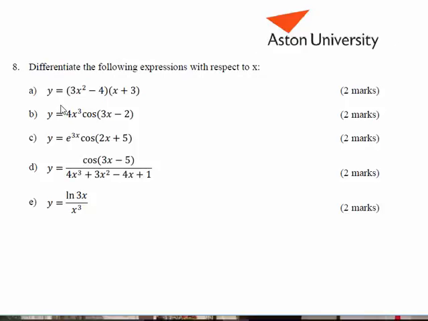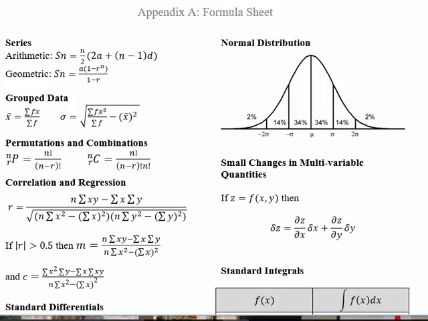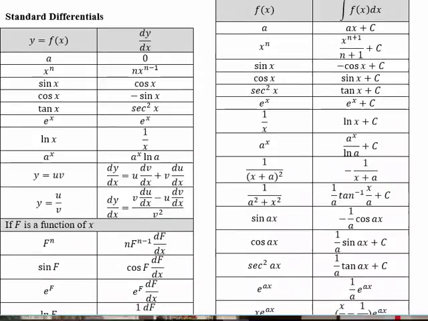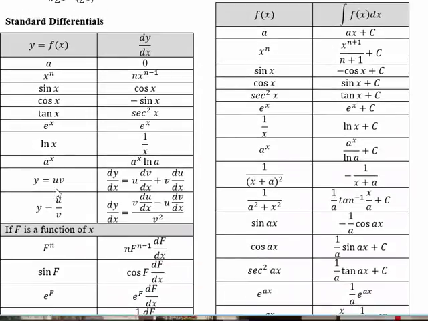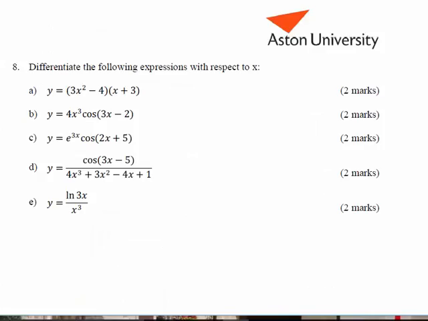We can differentiate a in one of two ways. We could expand the brackets and get a cubic equation and then differentiate that, or we could do it using the product rule. If you can't remember the product rule, just go and have a look at the standard differentials. It's UV here. I'm going to use the product rule. So this is u and this is v, and dy by dx is equal to u dv dx plus v du dx.